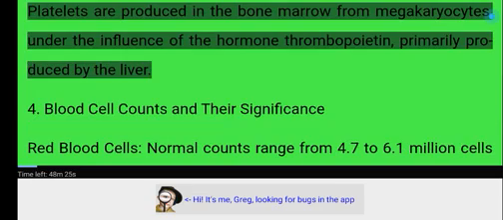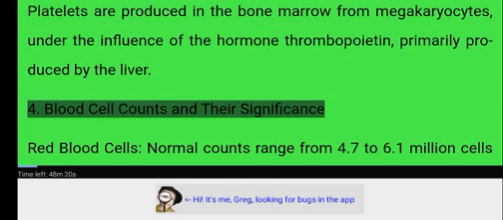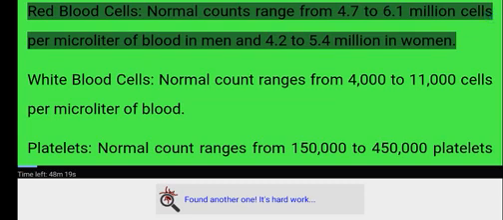Formation: thrombopoiesis. Platelets are produced in the bone marrow from megakaryocytes under the influence of the hormone thrombopoietin, primarily produced by the liver. 4. Blood cell counts and their significance. Red blood cells: normal counts range from 4.7 to 6.1 million cells per microliter of blood in men and 4.2 to 5.4 million in women.